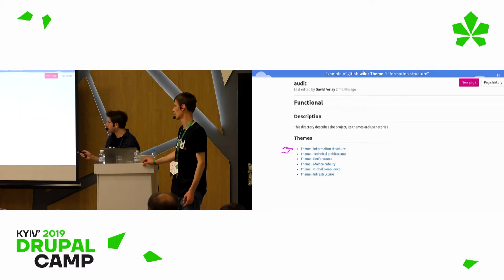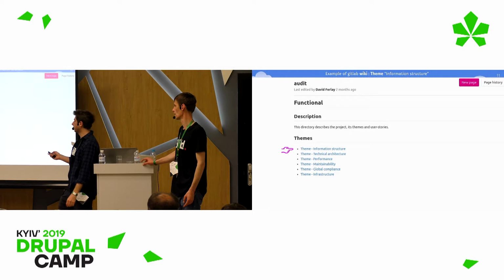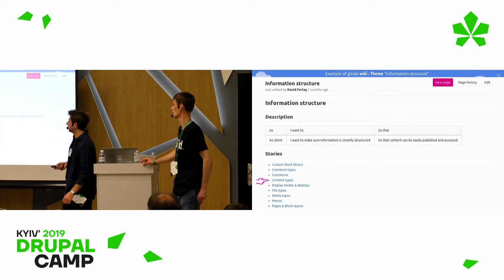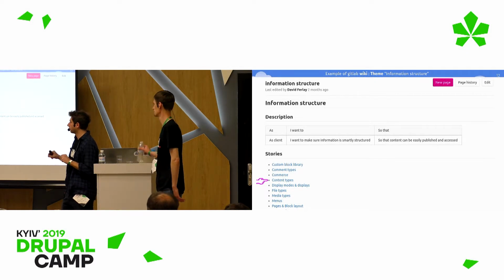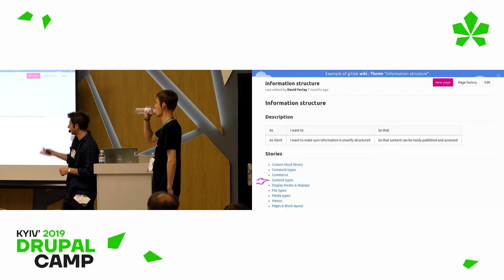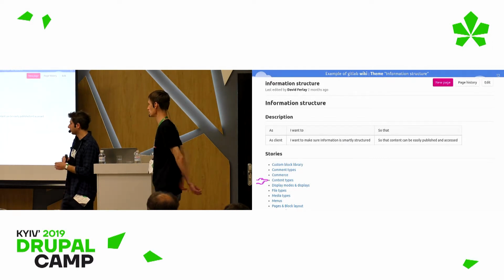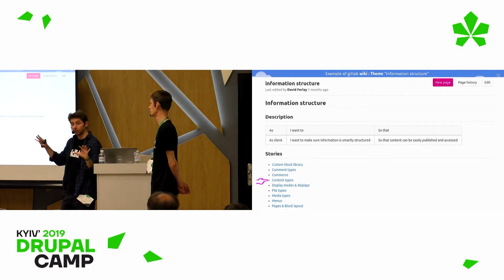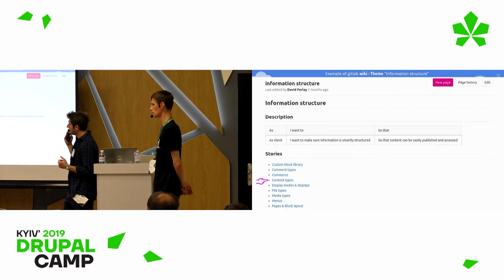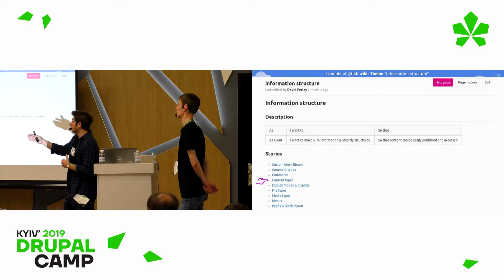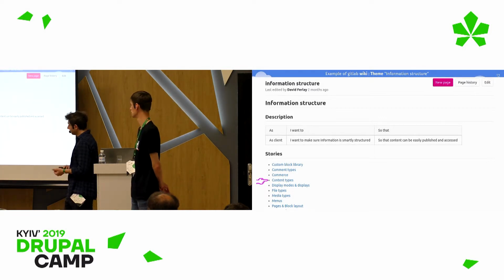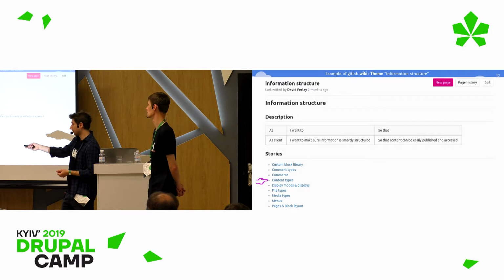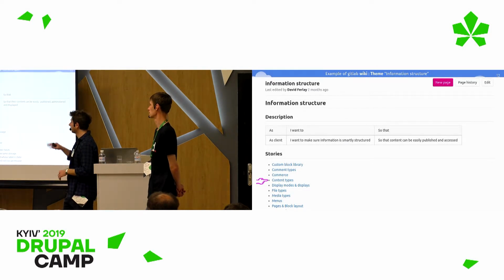See? So that's the theme part of the wiki. When you go into one of the themes, here we have the information structure theme, you go inside of it, and then you list all the user stories that you want to check in this theme according to the Mindmap, so everything is related. And you really define what this theme should be about from a client perspective. Then we go into the content type user story. And it's written like this.